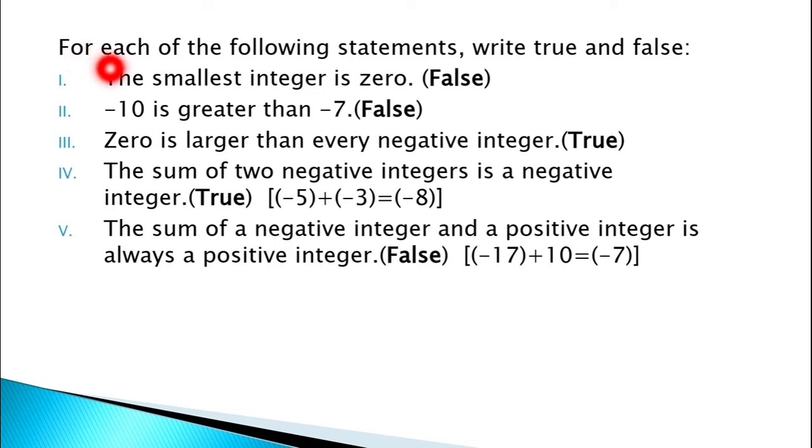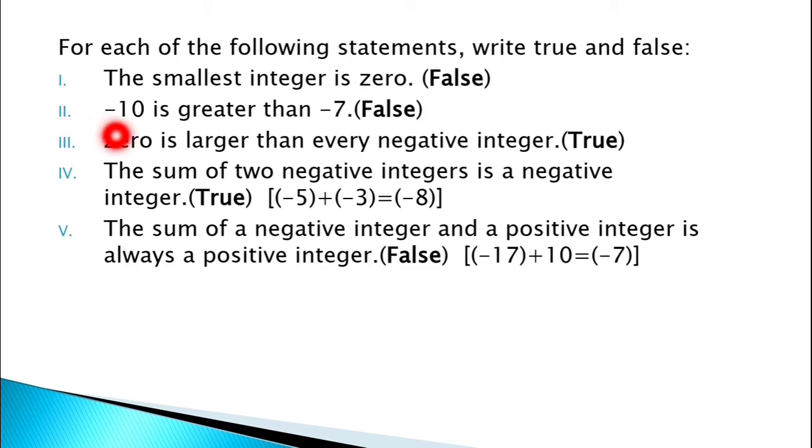Our next question is, for each of the following statements write true or false. So the first statement is, the smallest integer is 0. This is a false statement. Why? Because you know that all the negative integers are smaller than 0. So 0 cannot be the smallest integer.